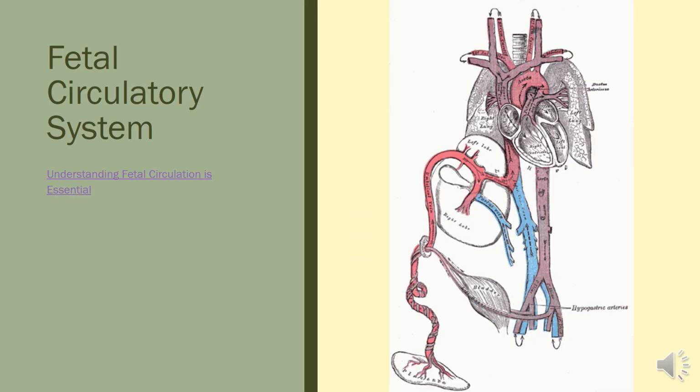The fetal circulatory system is important to understand. There are a few things that make fetal circulation unique. The majority of the blood supply bypasses the fetal lungs, as the placenta assumes the role of providing oxygen and removing carbon dioxide during the pregnancy.